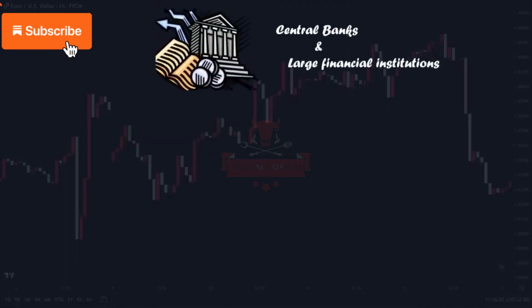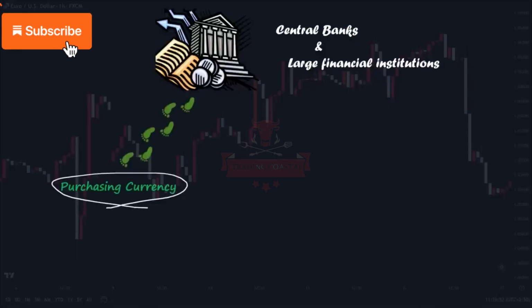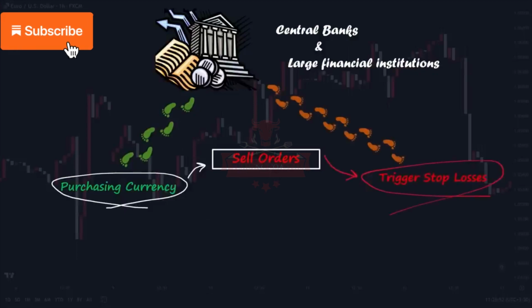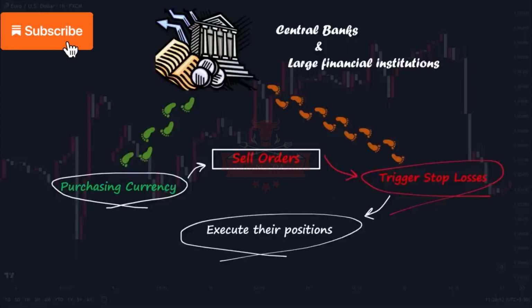Let's imagine that major financial institutions, often referred to as smart money, are interested in purchasing a currency pair. To do this, they require a significant number of sellers and corresponding sell orders in the market. This is essential because without available sellers in the market, no transactions can take place. Therefore, smart money needs to trigger the stop-loss orders that are already present in the market in order to execute their buy or sell positions.